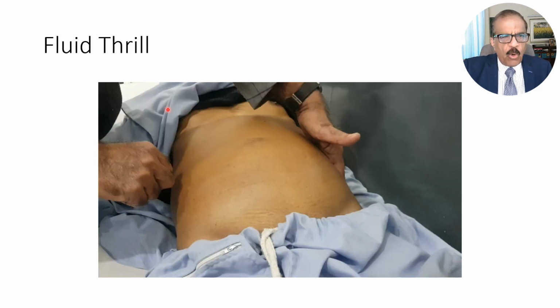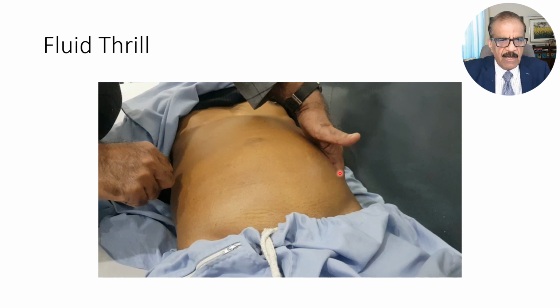Now there is another test called fluid thrill. If there is a large quantity of fluid sufficient to fill both paravertebral gutters and then float over the spine. You know, the spine is curved. The spine acts like a barrier in the center, so you actually need a lot of fluid to fill both paravertebral gutters and to float over that. And then if you tap here, that wave will be transmitted through the fluid to this side. So the person doing this test will tap one side and feel the wave going to the other side. So this is how it is done.